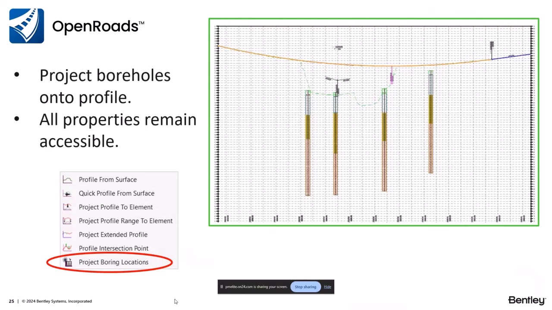Under our vertical geometry tools, you're going to see a new tool called Project Boring Locations. It's going to project our borings onto our profile, but all of our properties and things like that will remain accessible to us for labeling. So let's go take a look at that, Marie.